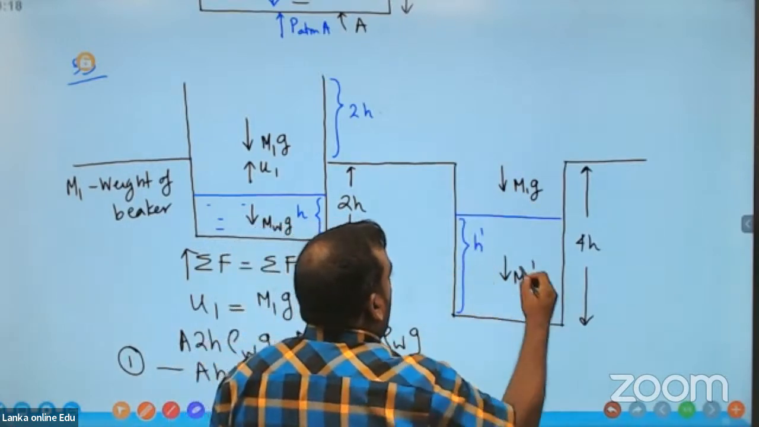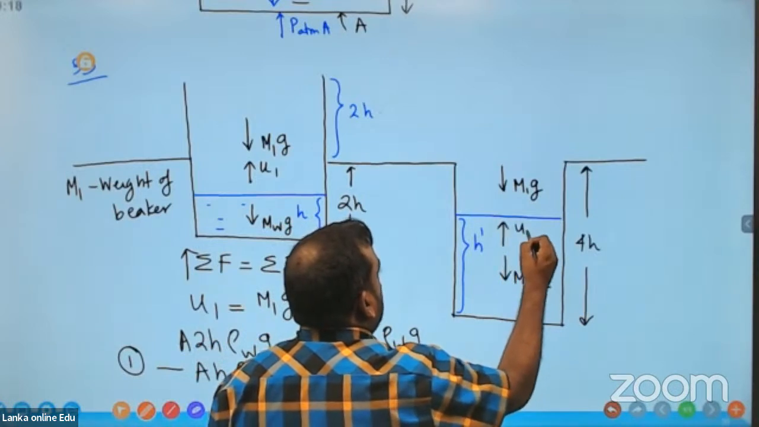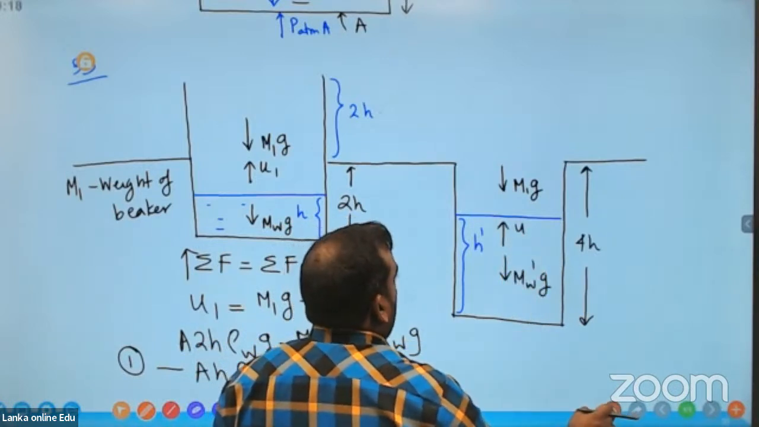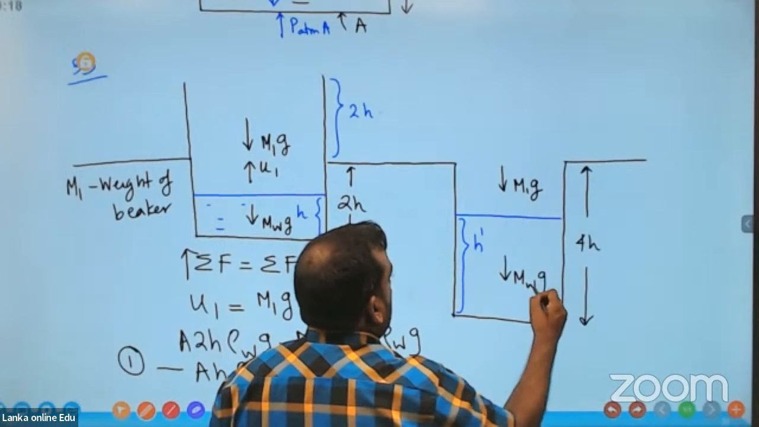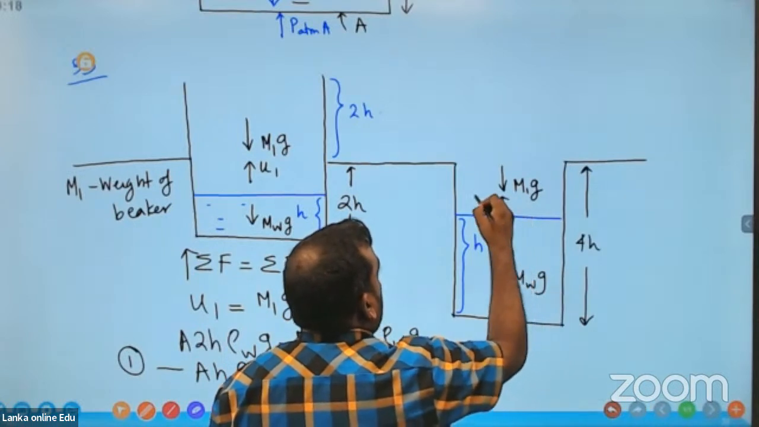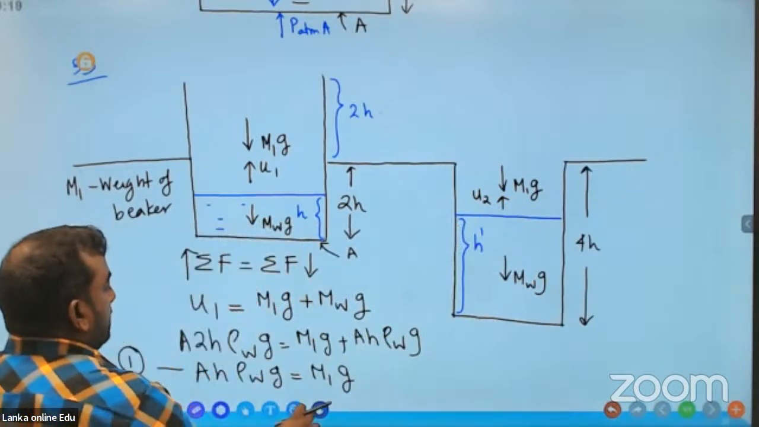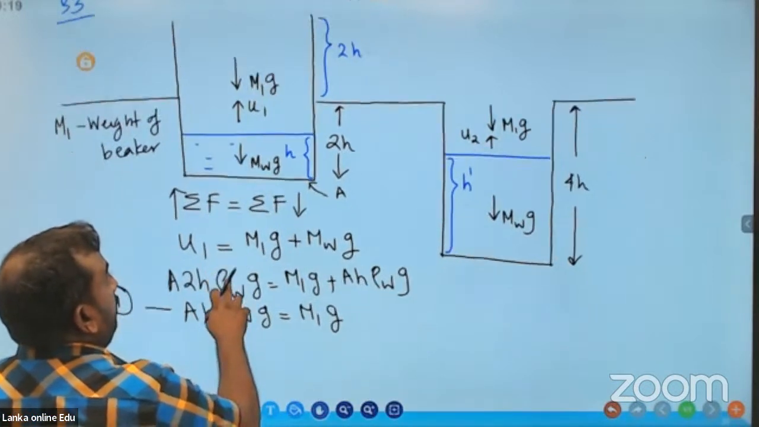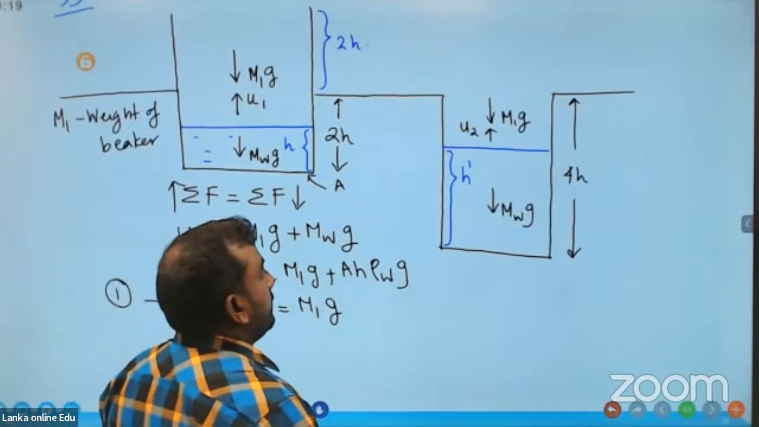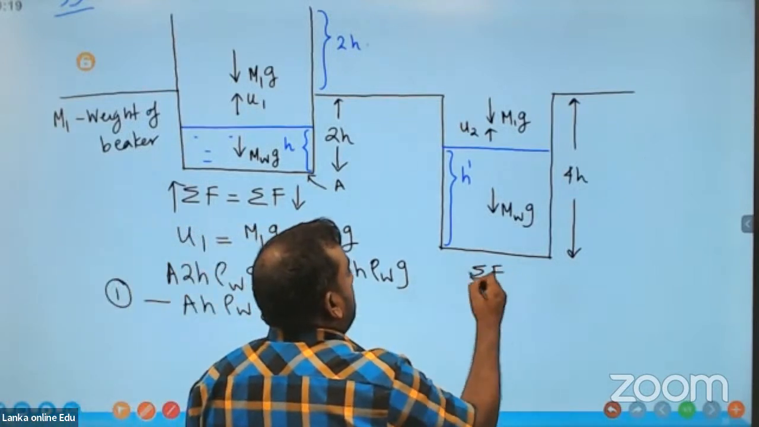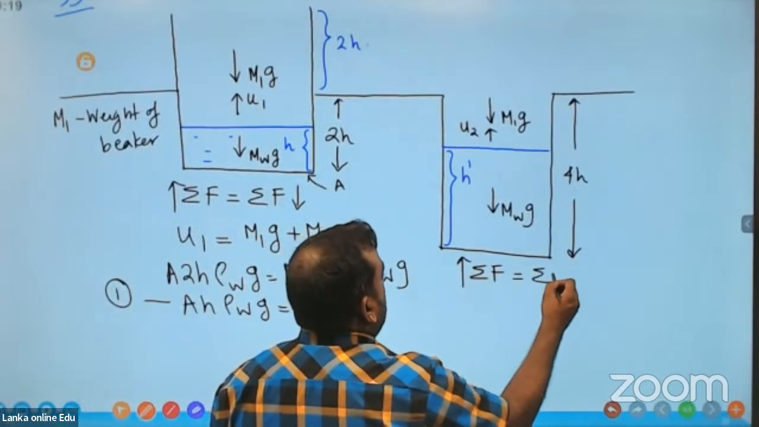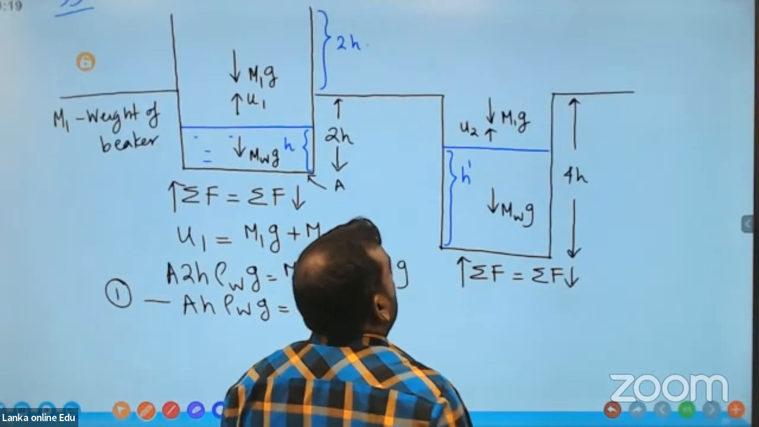And don't forget the whole thing is submerged. Upthrust is also there. I will mark upthrust here on the beaker. Upthrust on the beaker. Sum of forces in the upward direction balances sum of forces in the downward direction.